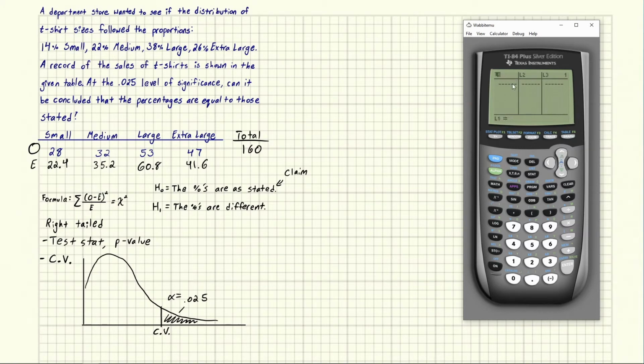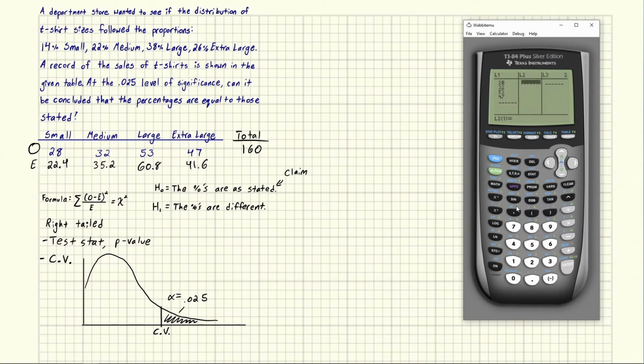If your list isn't blank, go up to list 1, hit clear, and then come down, and all the values should disappear. So our first one, we're going to put observed. You don't have to, but it's much easier if you do. So we're going to put the observed first: 28, 32, 53, and 47.